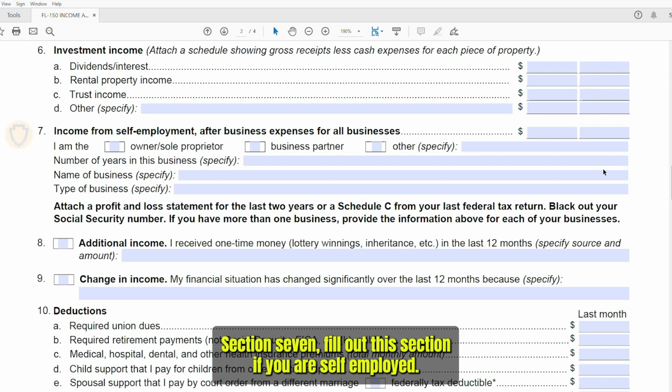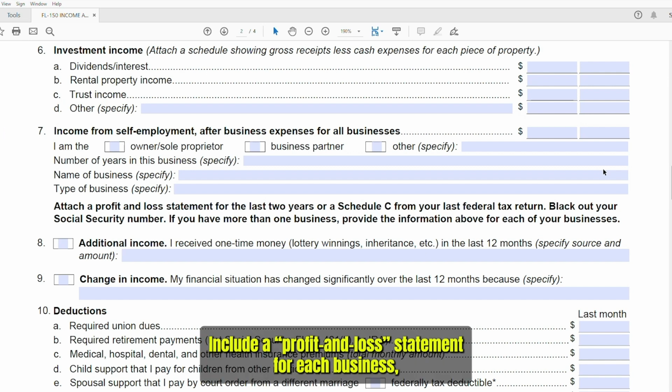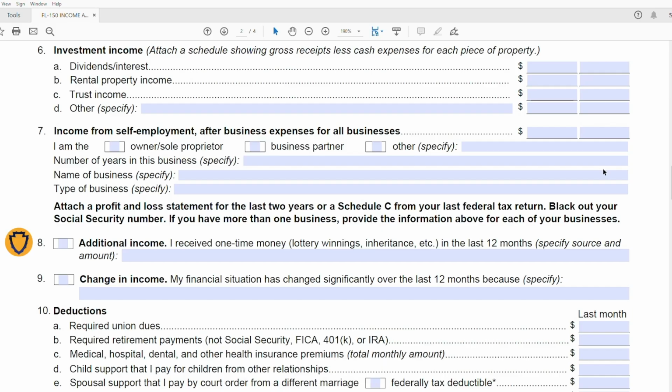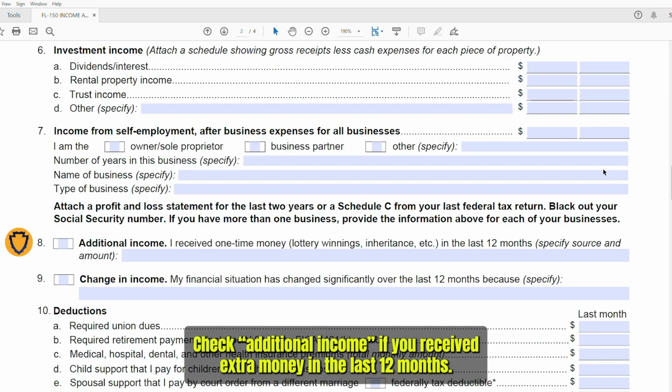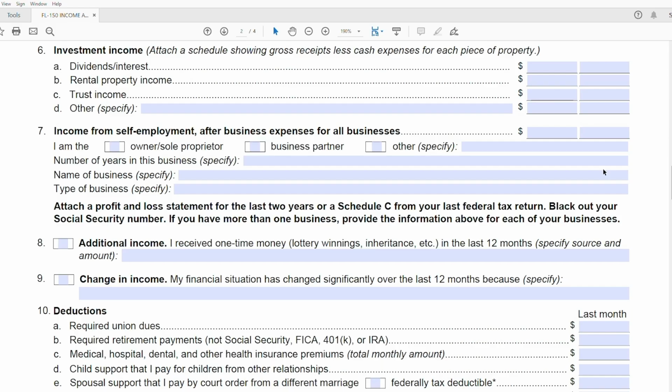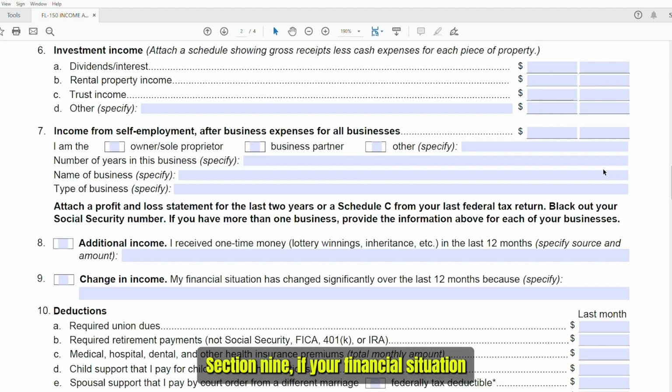Section 7. Fill out this section if you are self-employed. Include a profit and loss statement for each business or a Schedule C from your last tax return. Section 8. Additional Income. Check additional income if you received extra money in the last 12 months. Write down the amount and where the money came from. Examples: lottery, will, etc.